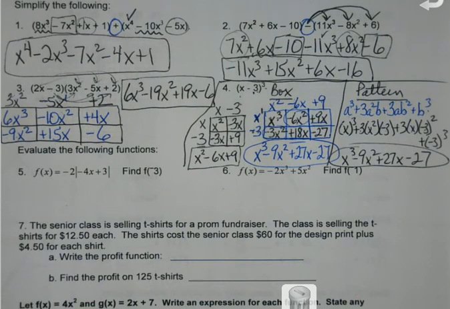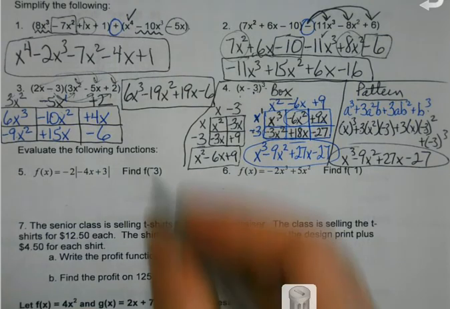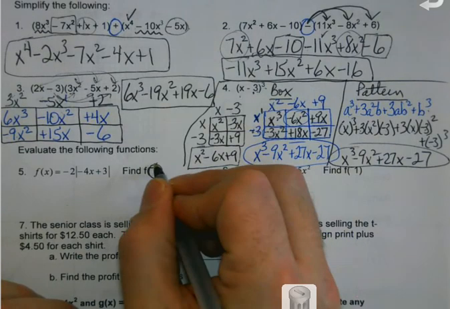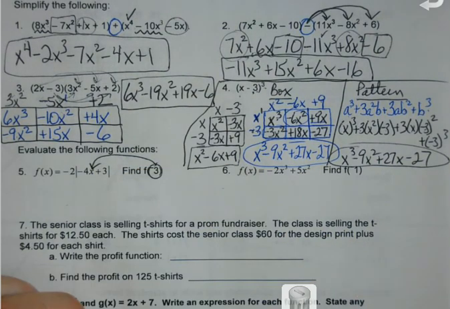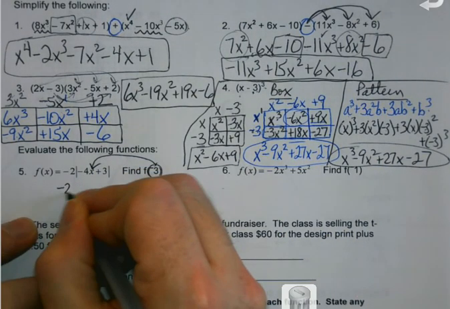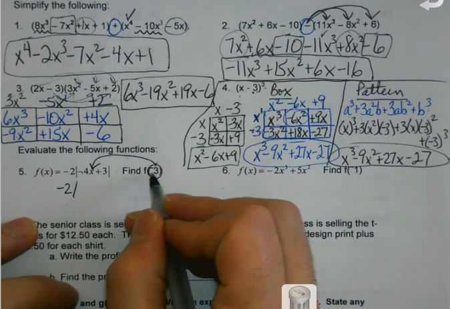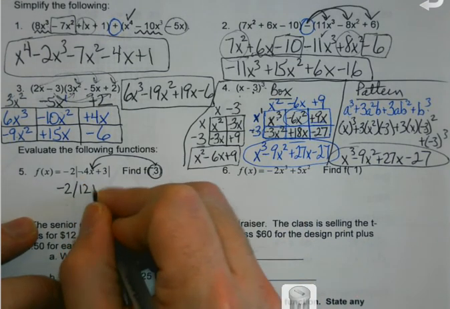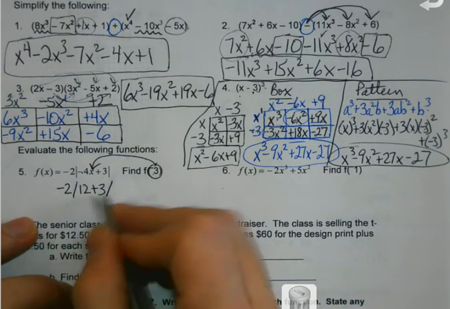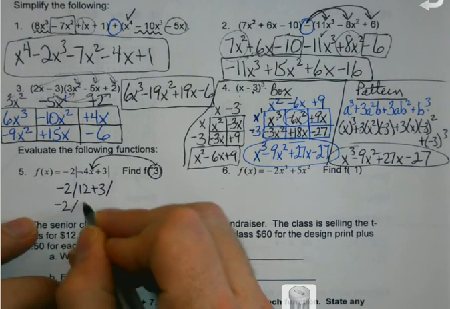Okay, evaluate the following functions. Find f of negative 3. In other words, this is going to be my x value. Plug that in there and tell me what the answer is. That would be 12. So, yep, negative 4 times negative 3 would be 12 plus 3. I'm cleaning up what's inside the absolute value.